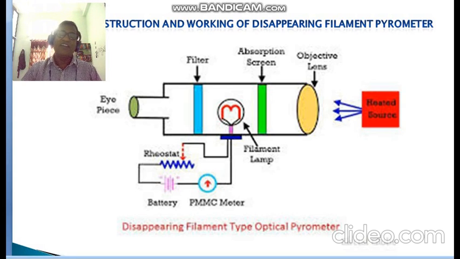This radiation is emitted again from here. The radiation coming from the filament lamp is incident on the surface of the filter and is filtered, and the image is observed with the help of the eyepiece. In this eyepiece we observe the spectrum or the image of this particular thermal radiation.